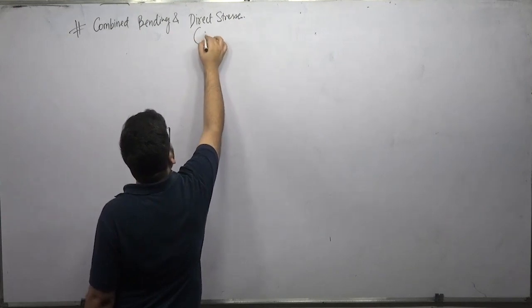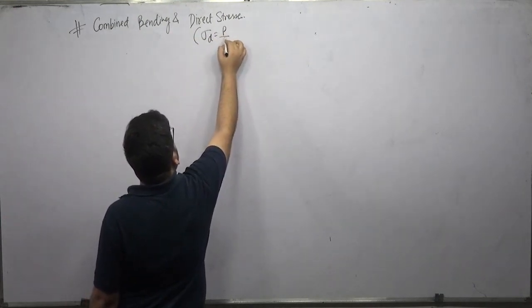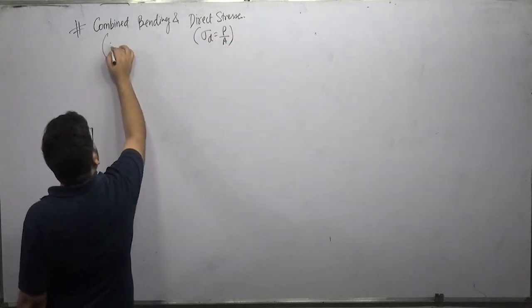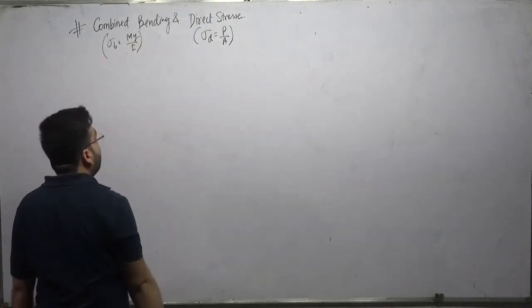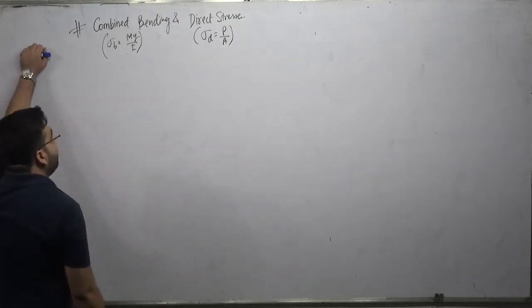So what are direct stresses? Direct stress is given by P by A, load by area, and bending stress is given by My by I. Clear? Now let me give you an example.